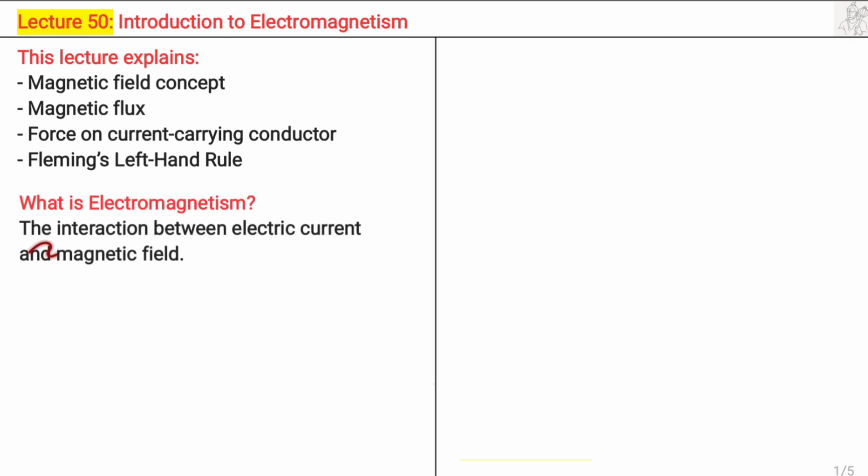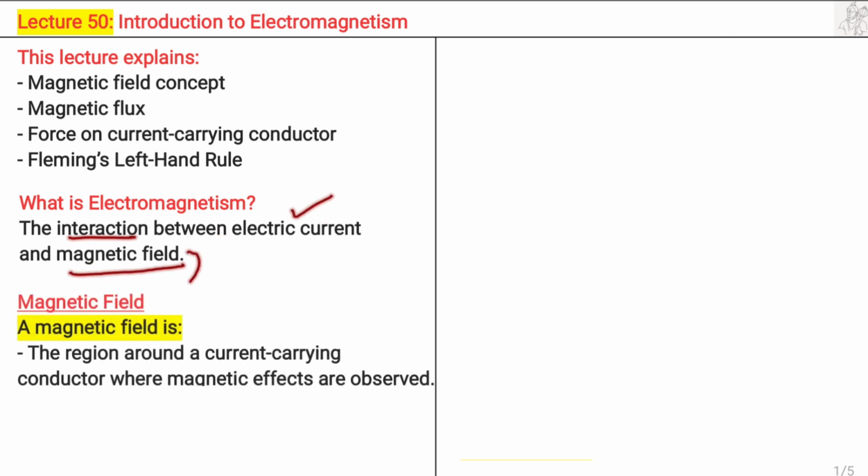So what is electromagnetism? It is simply the interaction between electric current and the magnetic field. So what is magnetic field? So magnetic field is simply the region around a current carrying conductor where magnetic effects are observed.